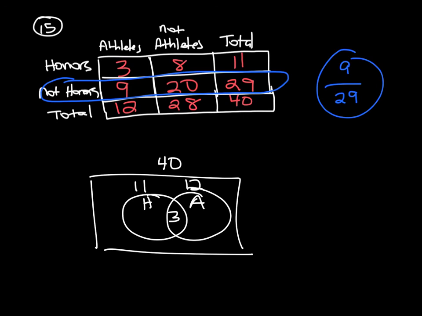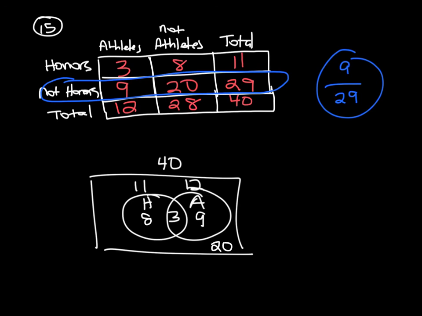All right, so in order to find the missing numbers here, we can just do 11 minus 3 to give us 8 honor students that are not athletes. And then we can do 12 minus 3 to give us 9 athletes that are not honor students. And if you want to find the neither, you can just add these 3 numbers up, which add up to 20. And if you subtract that from the total, that means 20 are neither athletes nor honor students.